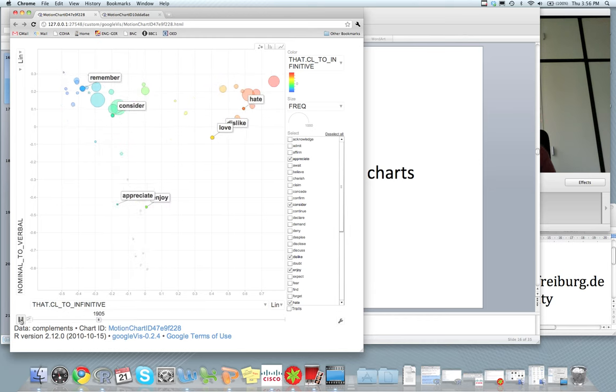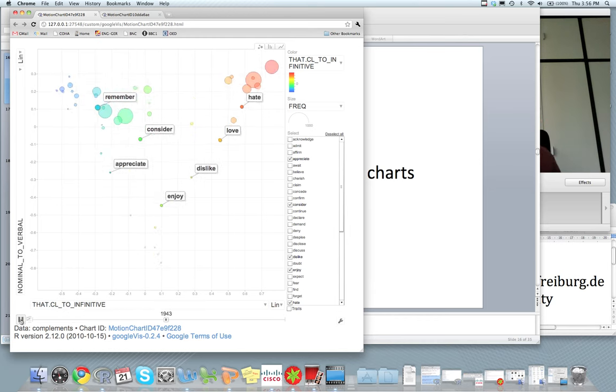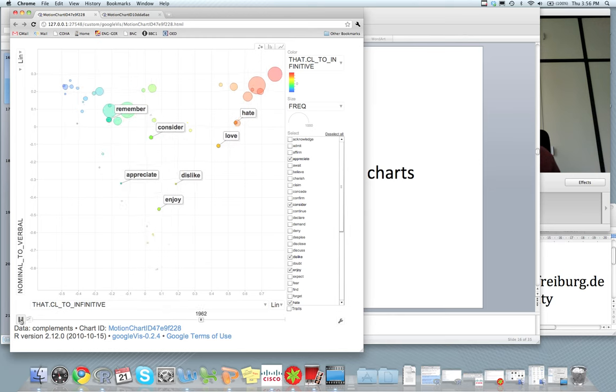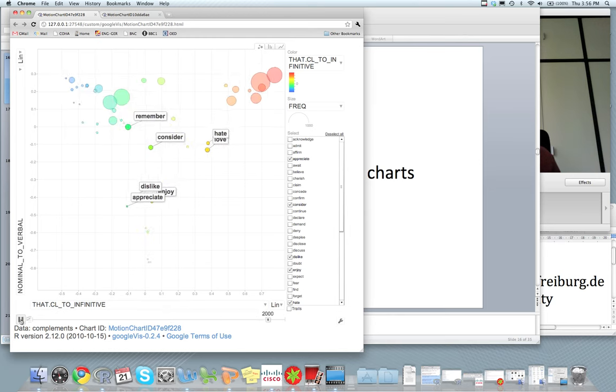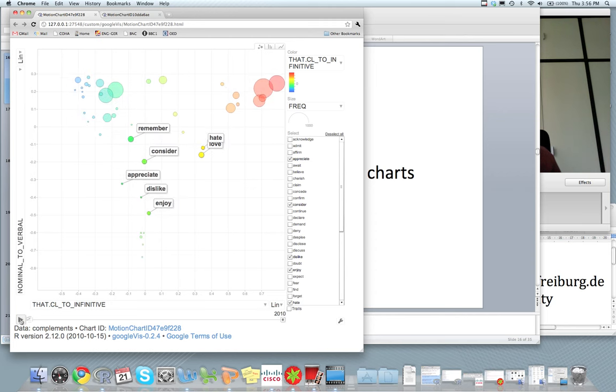As time goes on, they all converge towards the middle of the graph, and essentially that means that they develop a common preference, namely for ing clauses. They all occur with more ing clauses towards the end of the COHA corpus.